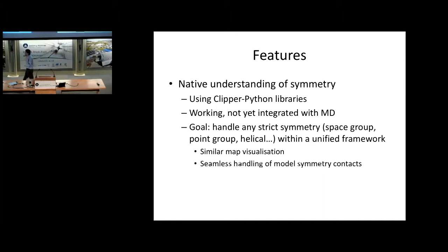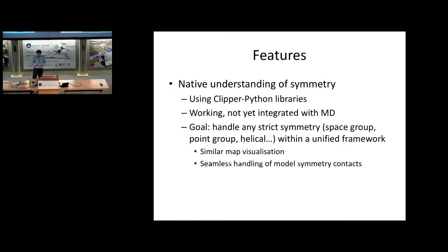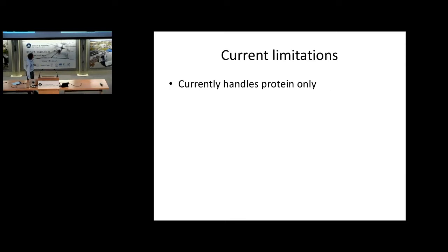At the moment, that's crystallographic symmetry, but I want to eventually have it handle non-crystallographic symmetry like you'll find in the EM maps in essentially the same framework as crystallographic symmetry. With the same sort of seamless handling of maps and, of course, the actual symmetry contacts between your asymmetric unit and its neighbours.